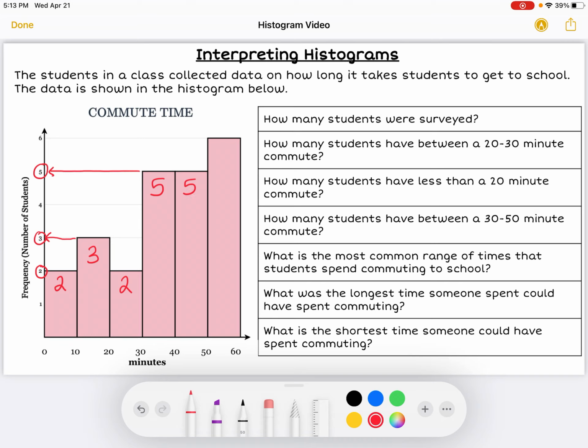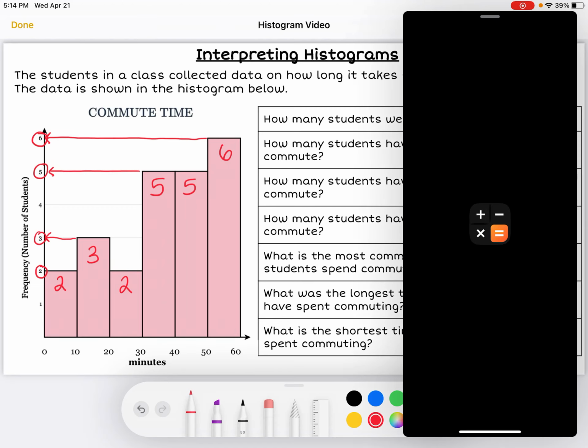And then the final bar is from 50 to 60 minutes. This is the tallest one. So I'm going to go to the top and then go to the left to see how many students it's representing. It's representing 6 students that are between 50 and 60 minutes for their commute. So now I just have to add up all of those numbers. I'm going to add up 2 plus 3 plus 2 plus 5 plus 5 plus 6. That's going to tell me the total number of students that were surveyed that are in this data.